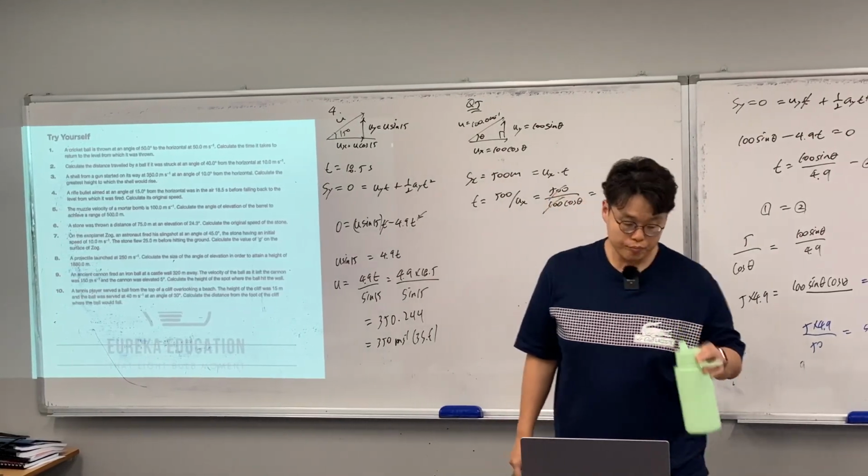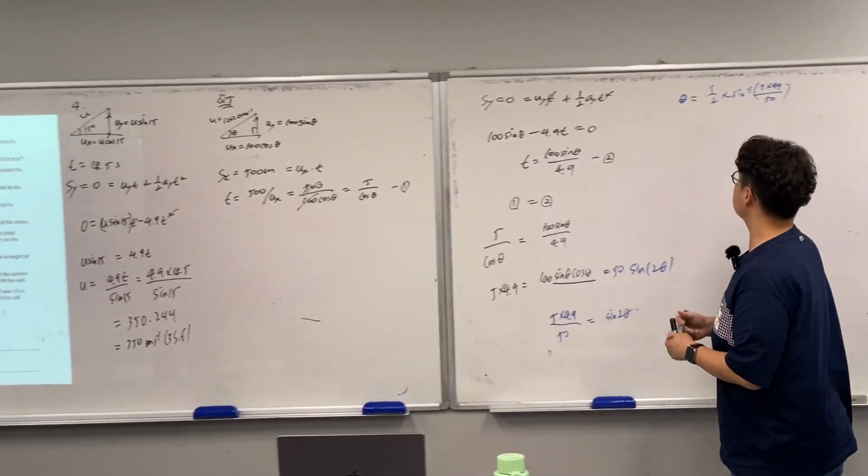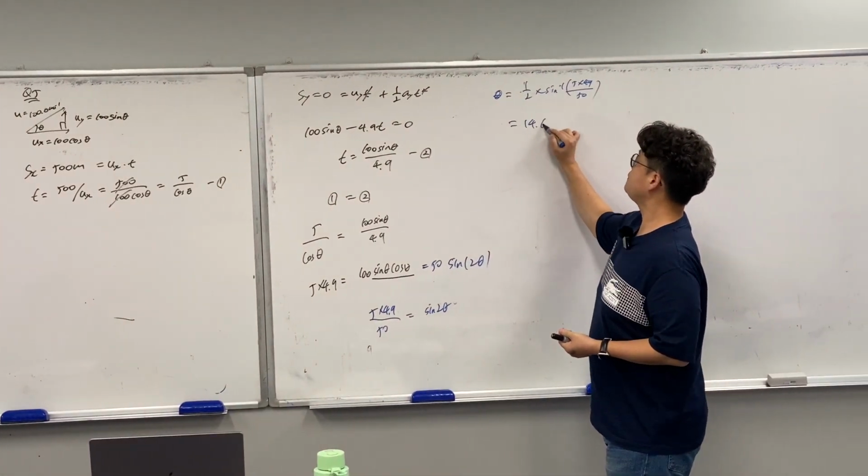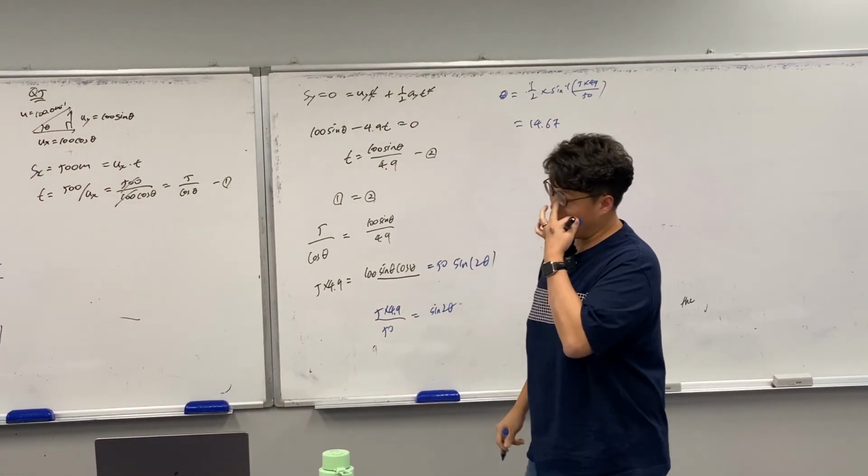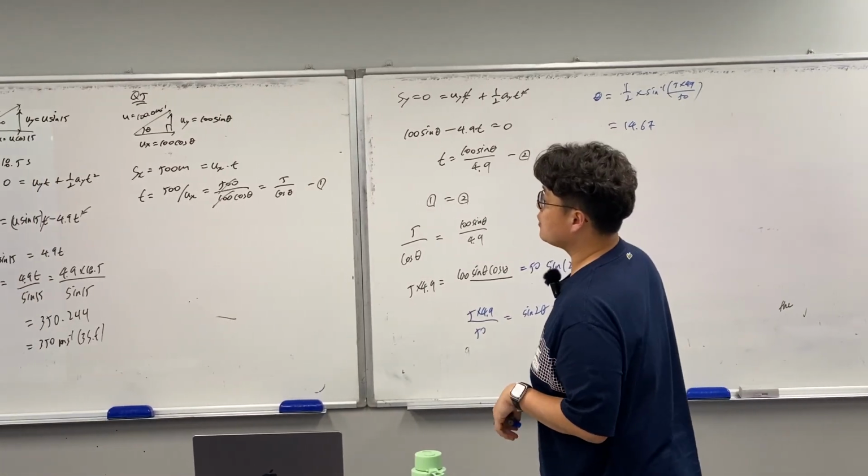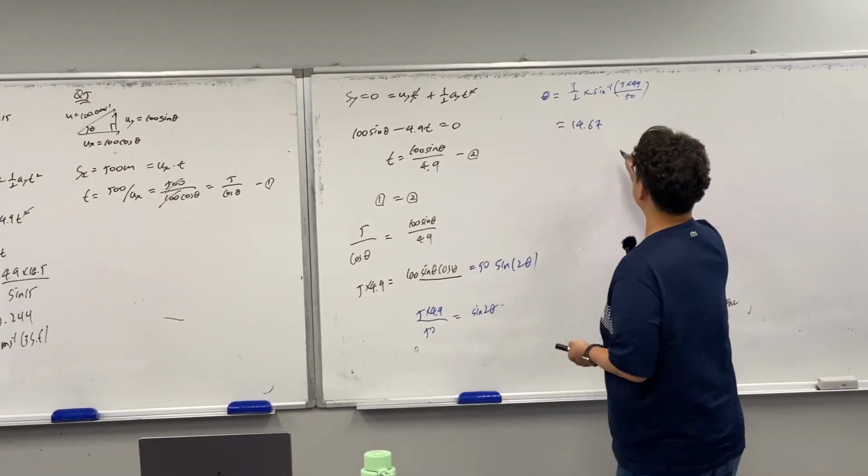So the angle would be 14.67. And the given sig figs of how many? 5. We have been given 4 sig figs. Yeah, that'll be it. Degrees.